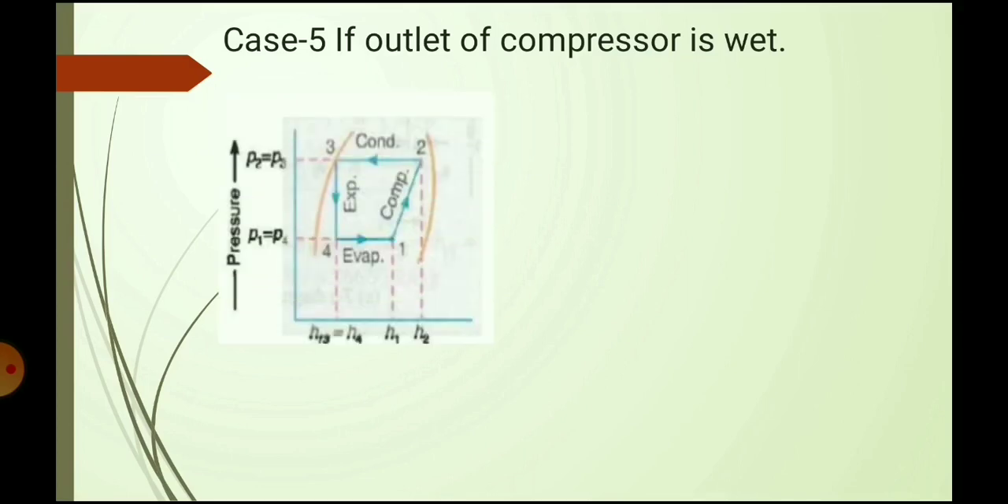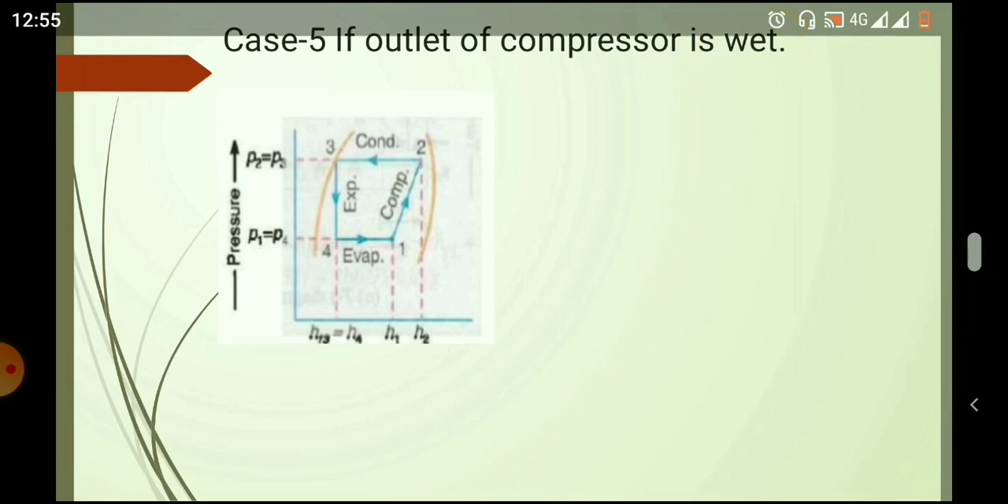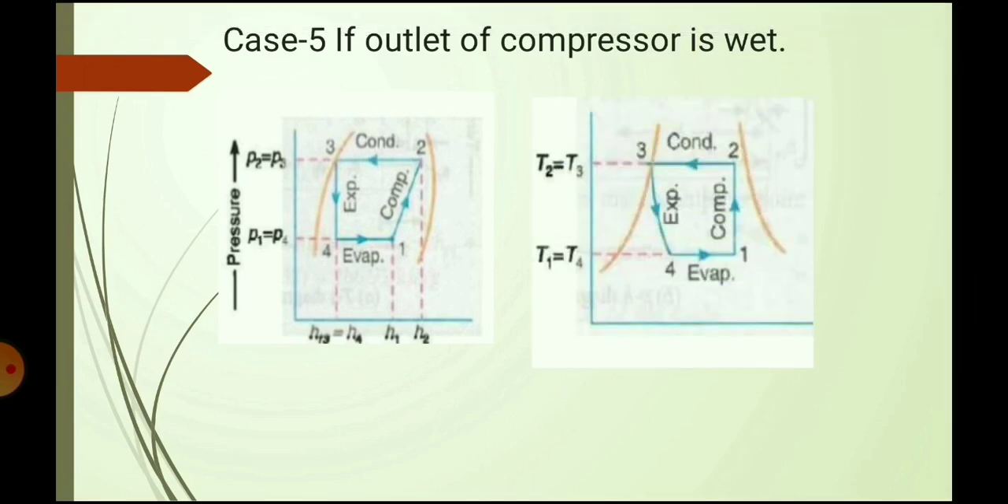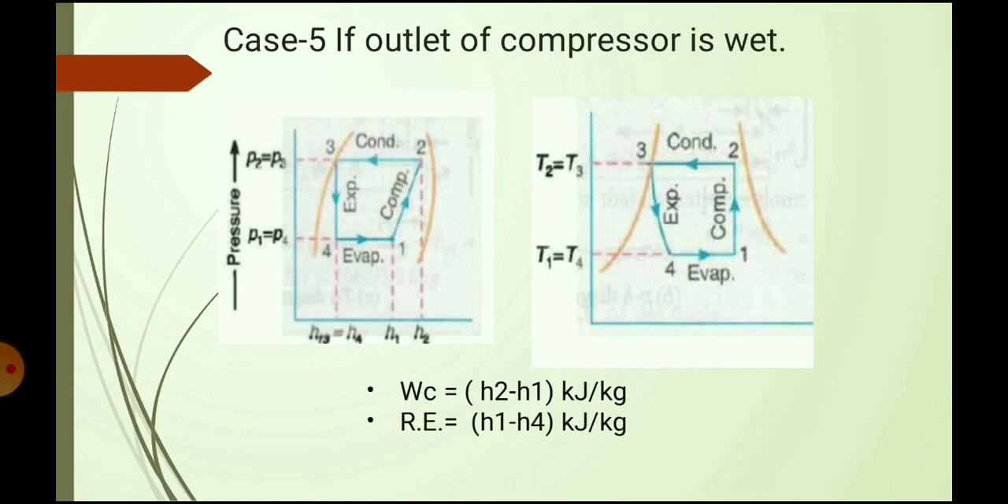Clear? At condenser pressure. Clear? This is the saturated liquid line and this is the saturated vapor line. We can see here that point 2 comes in between the saturated liquid and saturated vapor line, and that region is the wet region. Clear? In that case, compression work is equal to H2 minus H1.